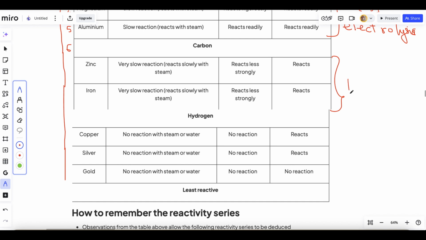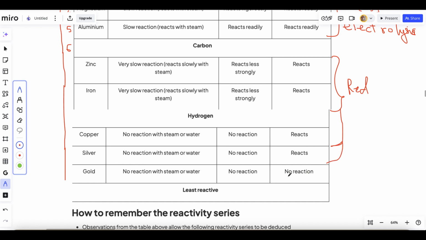Reduction reaction with carbon. This is how we get this next one. Reduction up to this place, up to silver. Only gold is in a pure state.